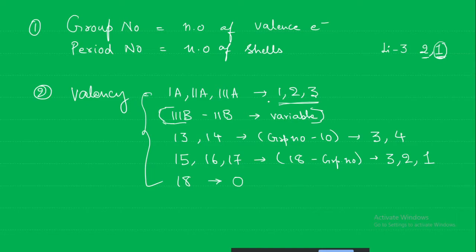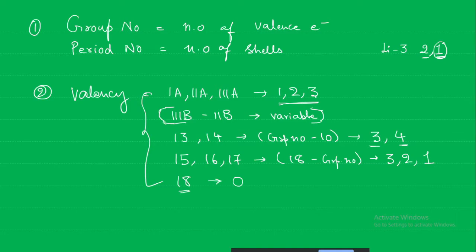So that is why in 1 to 3 it is direct. Here you can remember group 1, group 2, group 3, it is 1 to 3. In group number 13 and 14 it is 3 and 4. That is also not so difficult to remember. 13 and 14, 3 and 4. For 15, 16, 17, it will be 18 minus the group number, that is 3, 2 and 1. For 18 it will neither lose nor gain electrons, therefore it is 0.